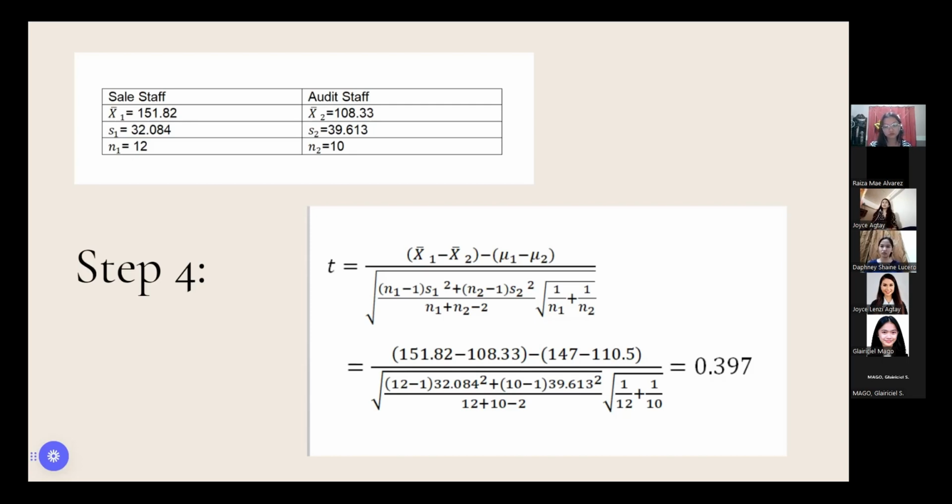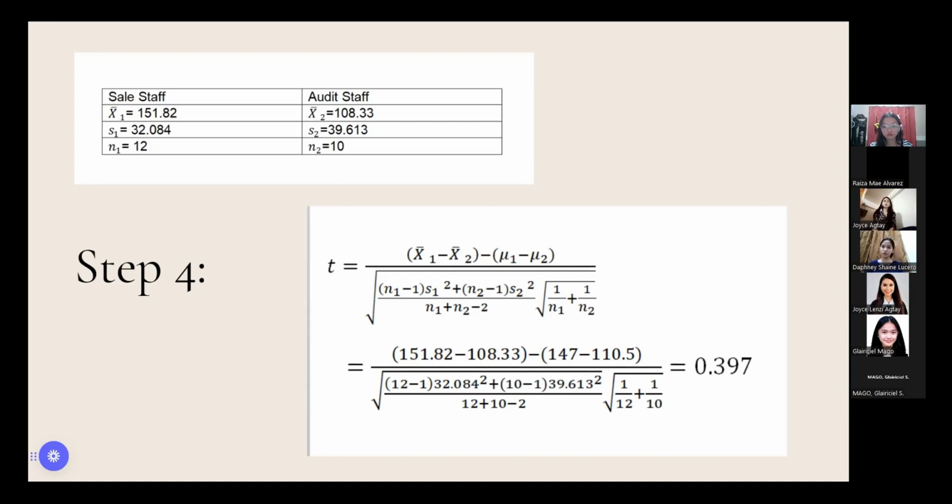After that, we can proceed in getting the test value by using the formula. t is equal to sample mean 1 minus sample mean 2 minus the difference of population mean 1 and population mean 2, divided by the square root of n sub 1 minus 1 times standard deviation 1 squared, added to the product of n sub 2 minus 1 times standard deviation 2 squared, divided by n sub 1 plus n sub 2 minus 2, times the square root of 1 over n sub 1 plus 1 over n sub 2. Then we perform the formula.